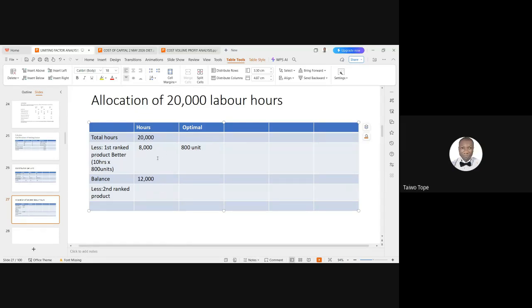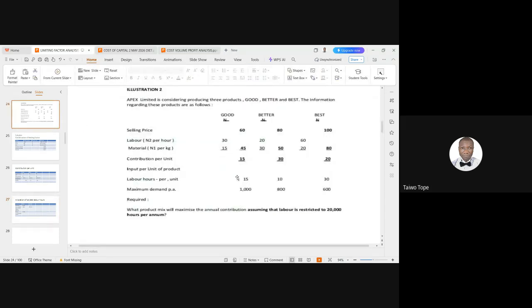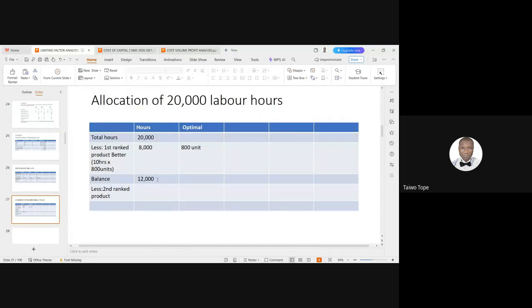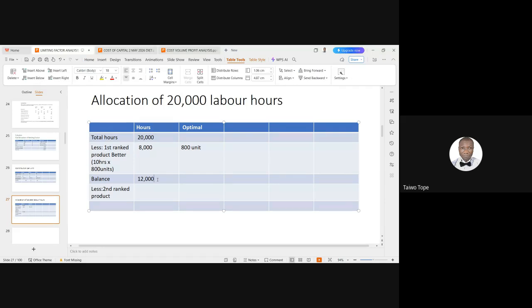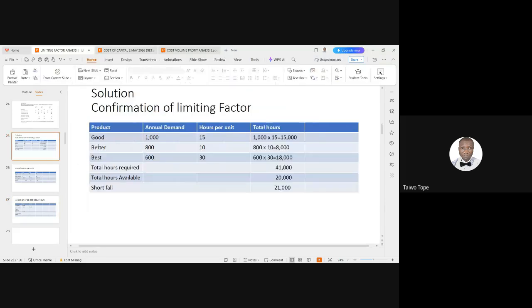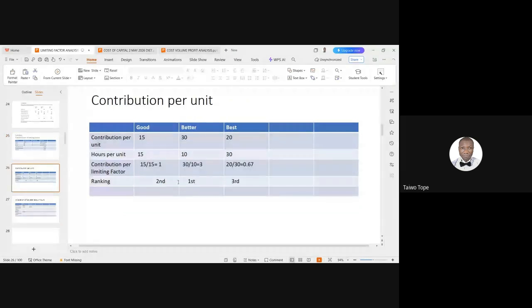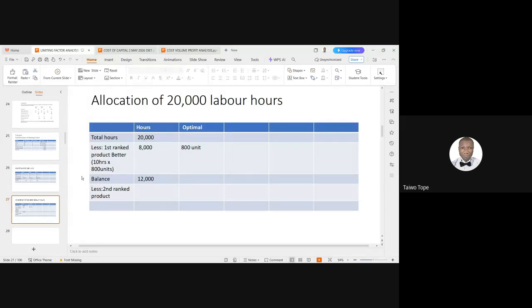So the best you can produce using 8,000 hours is 800 units. This is it. Because it's ranking first, we give it all it requires for us to meet the production. Now, for the 12,000 hours left, how many units of good can we produce with 12,000 hours? Please take note of this step.